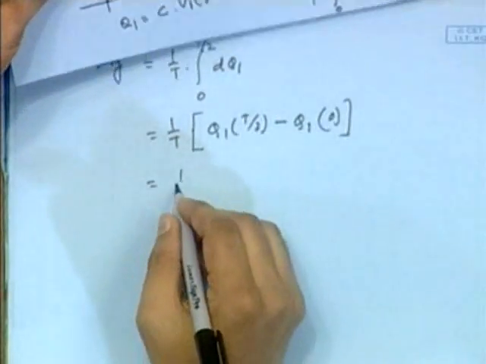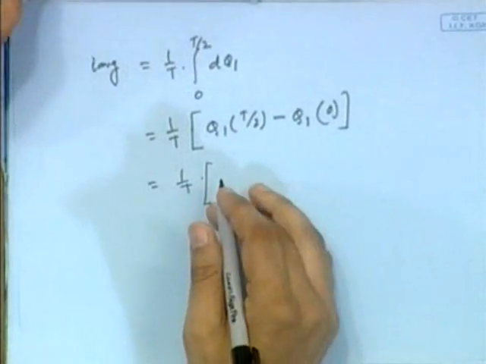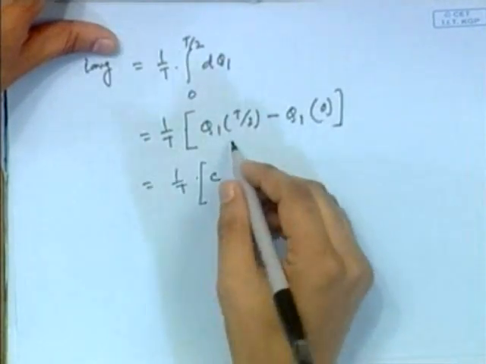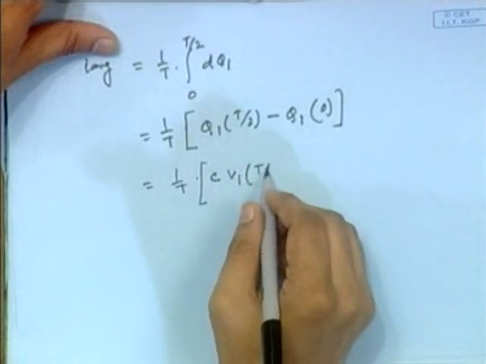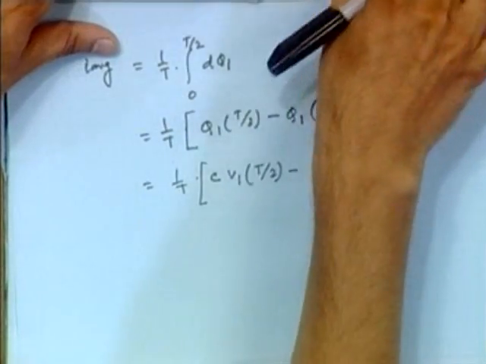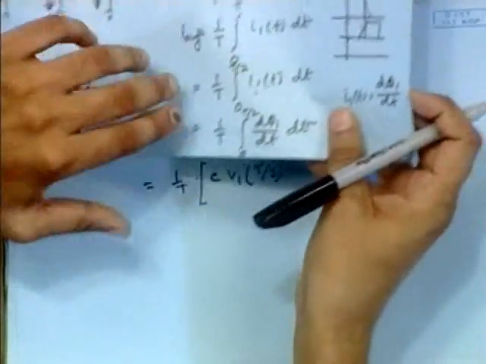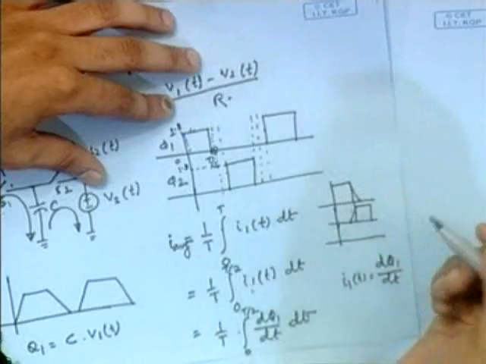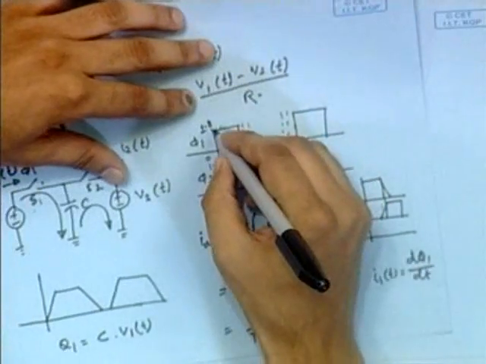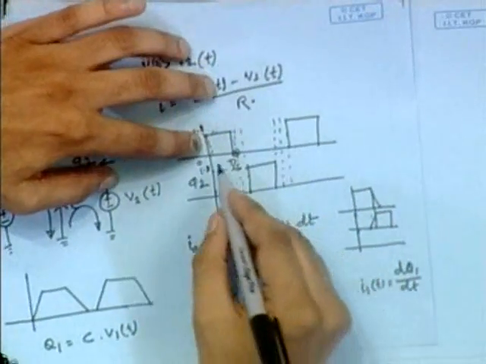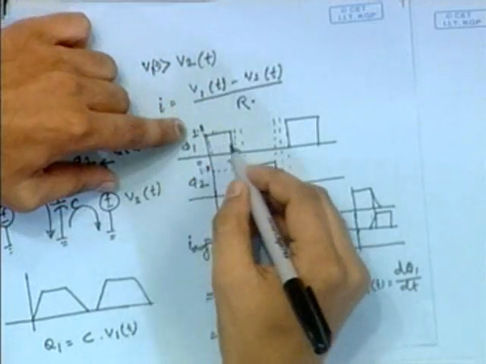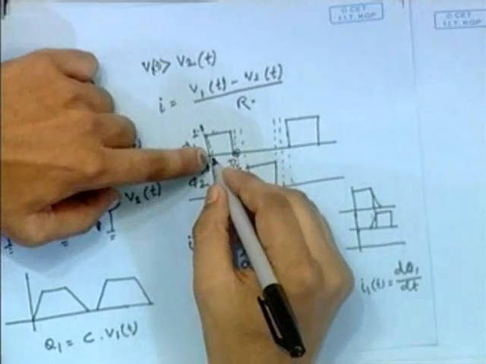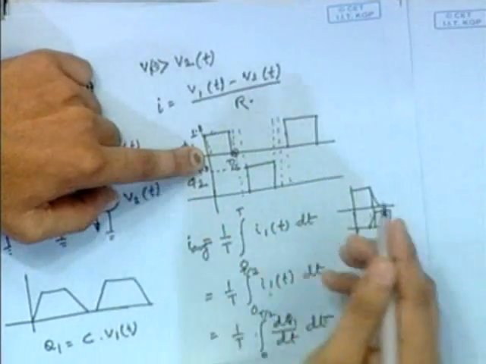So for that reason we can write that Q1(T/2) is equal to C into V1(T/2) minus, for this one, Q1(0) for 6. See this slide. Now as I have told, this is not exactly this phi 1 clock, they should not start exactly from 0 because there should be a gap in between.